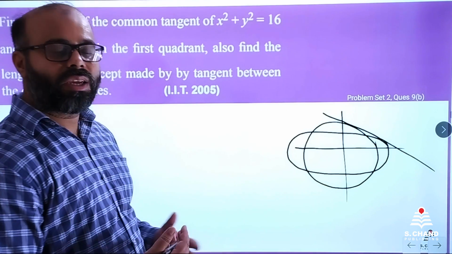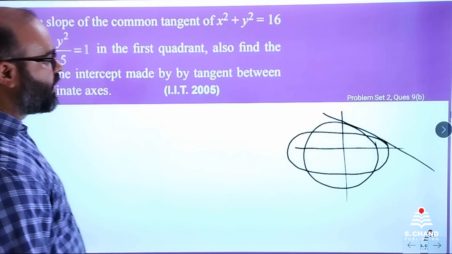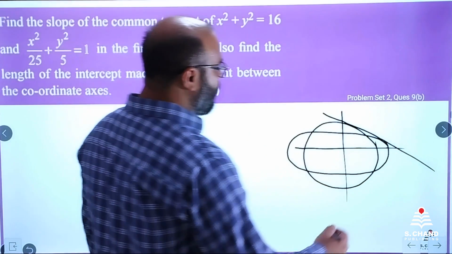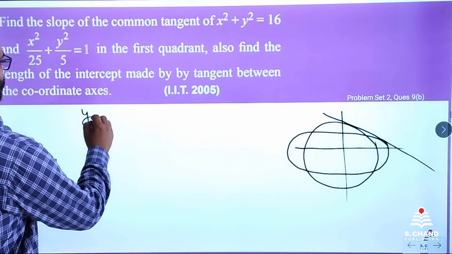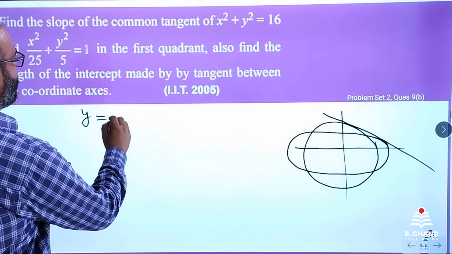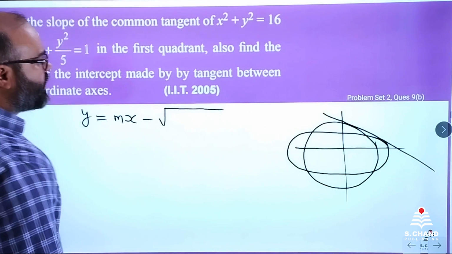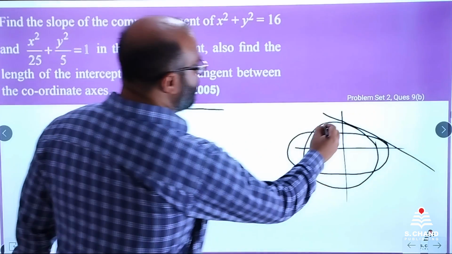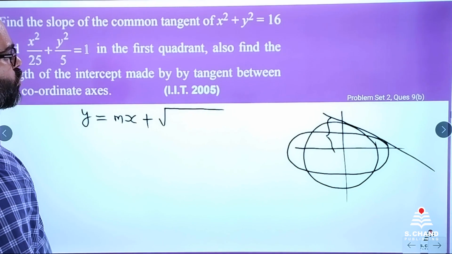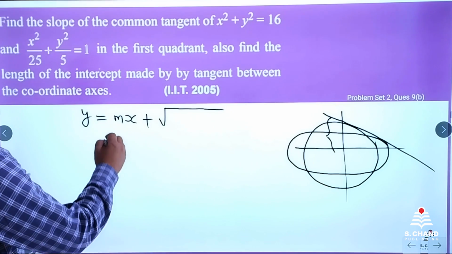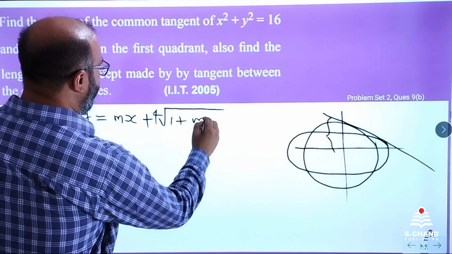So once you find the equation of the tangent, you will of course find the intercept made by the tangent between the coordinate axes. Let us suppose the equation of the tangent to the circle is y = mx plus root over a square m square plus a square, because its intercept is the plus intercept. Here a is outside and its radius is 4, so 16 times (1 plus m square).